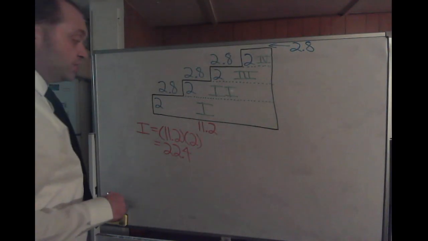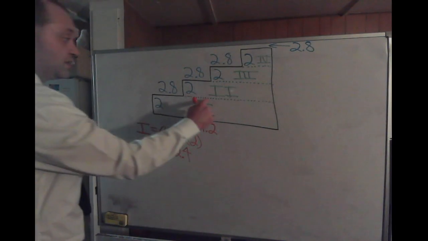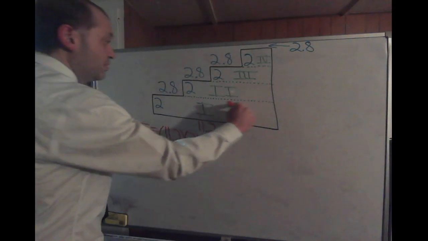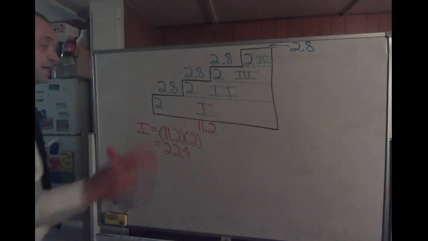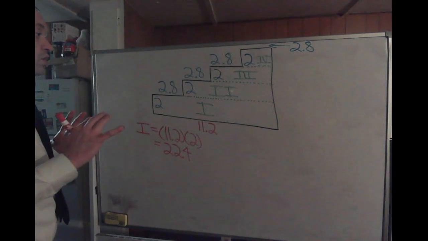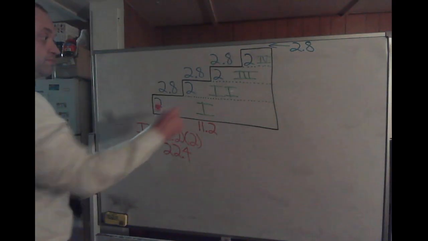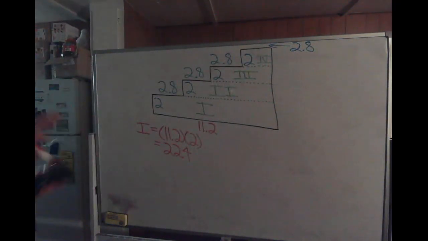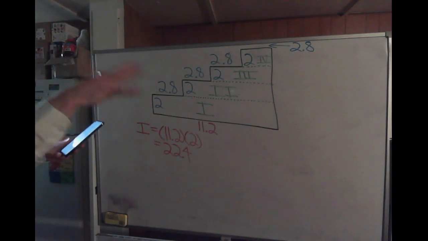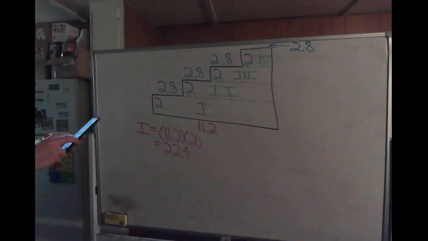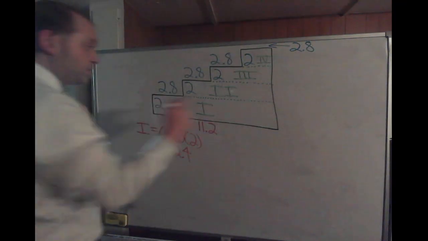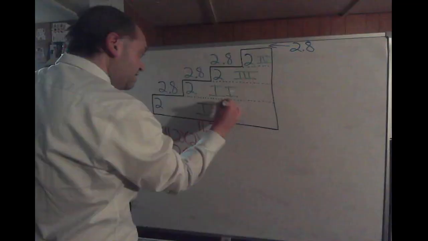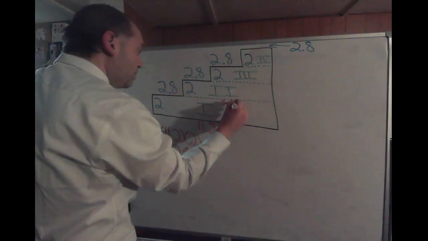The second region, in order to find the length of this base here of the second rectangle, the length of that would be 3 times 2.8, right? It'd be the length of 3 times 2.8 if you were to add those up for the top part. So what is 3 times 2.8? That would give you 8.4. So this segment here is 8.4.